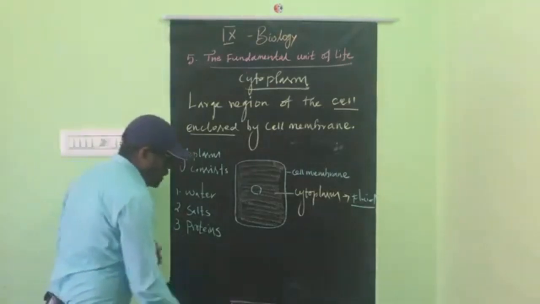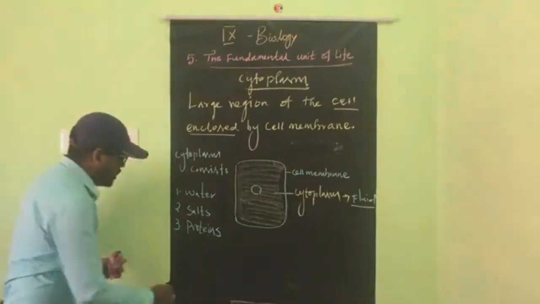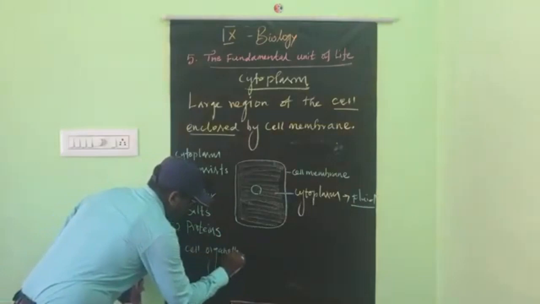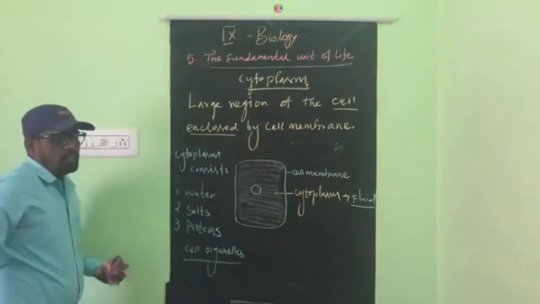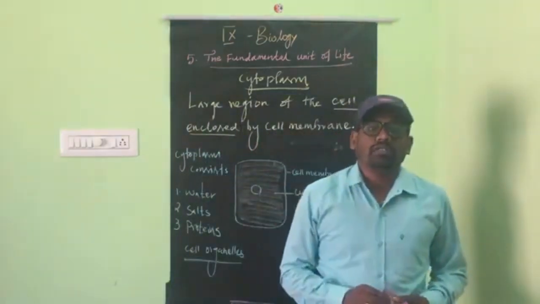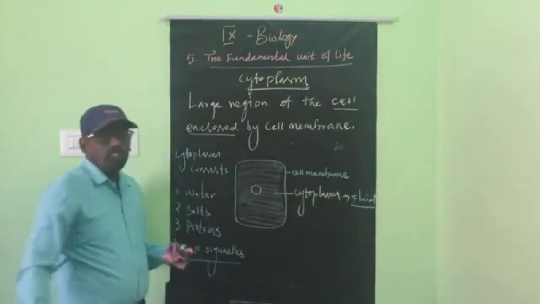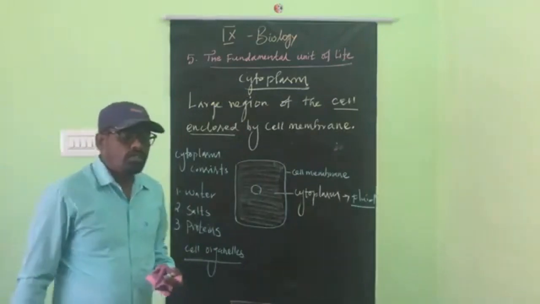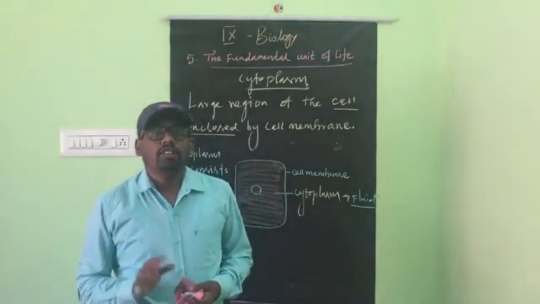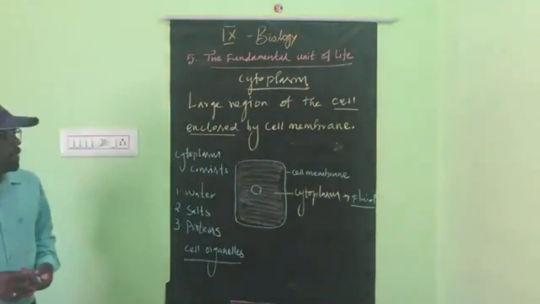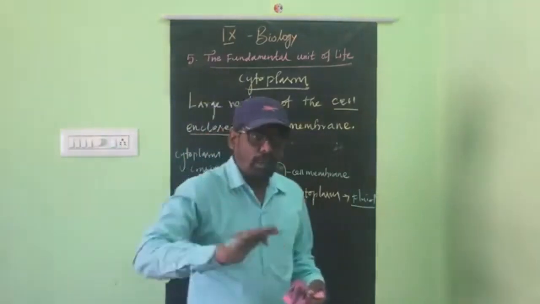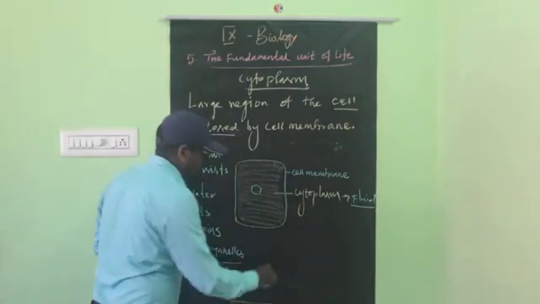Then the cytoplasm also contains cell organelles. So what is a cell organelle? The cytoplasm contains structures, and these structures are called cell organelles. The cell organelles I mentioned are present in both the plant cell and the animal cell.